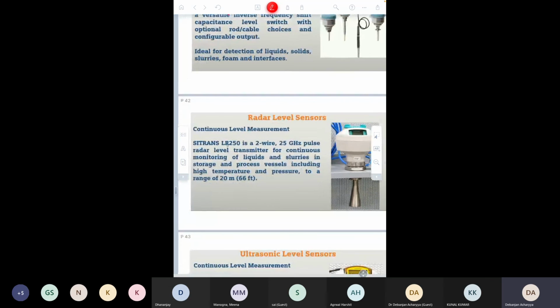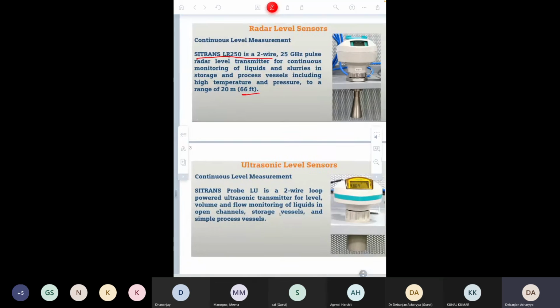Radar level sensors, the example is the Citrans LR250. It is a 2-wire 25 gigahertz pulse radar transmitter for continuous monitoring of liquids and slurries in storage and process vessels, including high temperature and pressure, in a range of 66 feet.